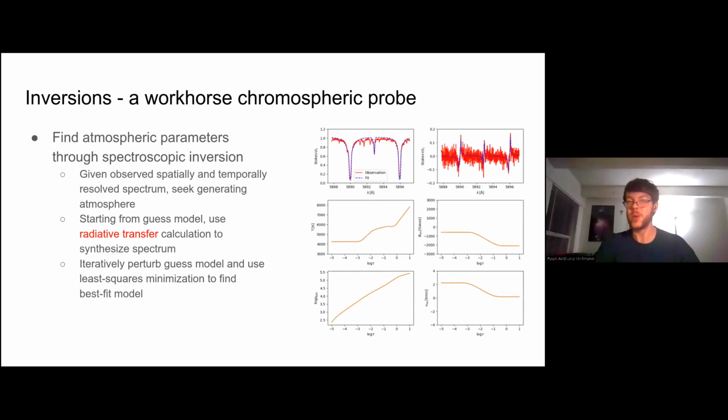We try to infer these things usually with some form of inversions, which is just take the observed data, take a guess, a physical model atmosphere, make a synthetic spectrum from that, compare the synthetic spectrum to the observed spectrum, tweak your model, and iterate until you get a model that produces a synthetic spectrum that looks like your observed spectrum.